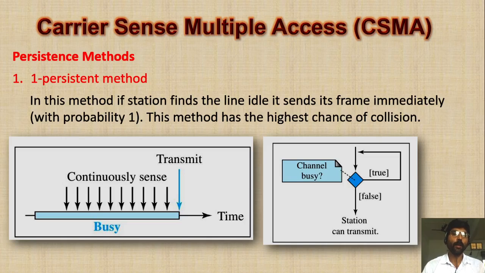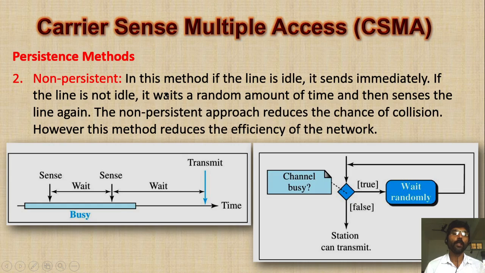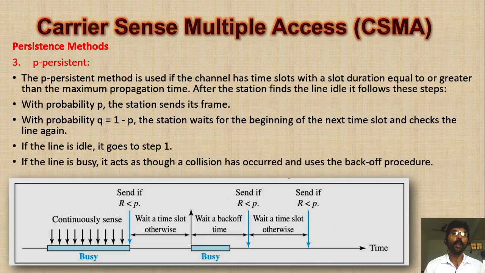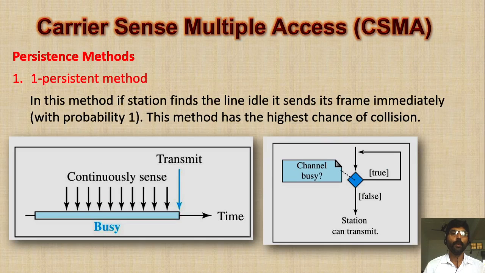What are the techniques applied by the CSMA protocol to sense the media, whether it is idle or busy? These actually depend on three probability techniques. The first one is called the one-persistent method, the second one is the non-persistent method, and the third one is the p-persistent method. In the one-persistent method, the station is continuously sensing.